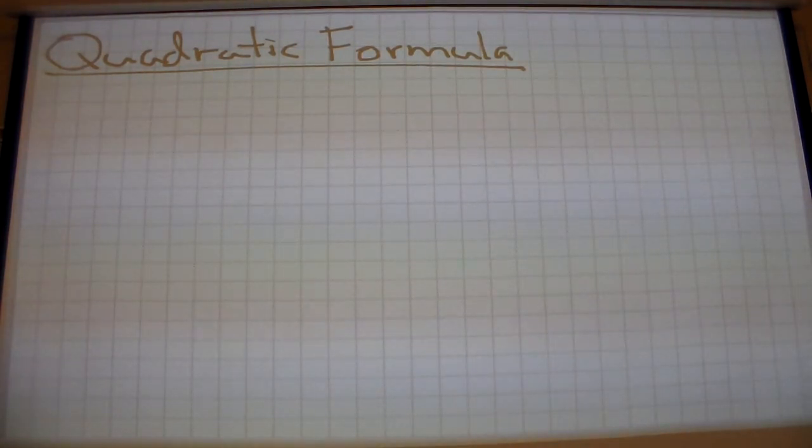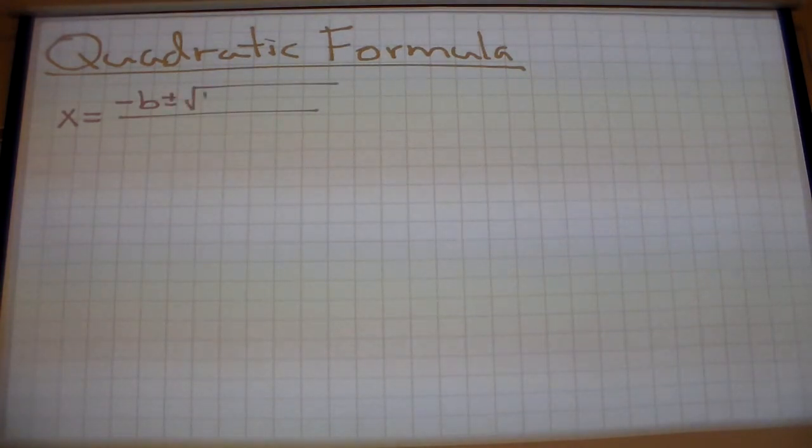If you're not good at factoring, I would use this every time. It's the process where you plug in the numbers and it gives you an answer. It may take a little bit longer, but it's going to work. So it is x equals negative b plus or minus the square root of b squared minus 4ac, all over 2a. Every time, that's the formula.